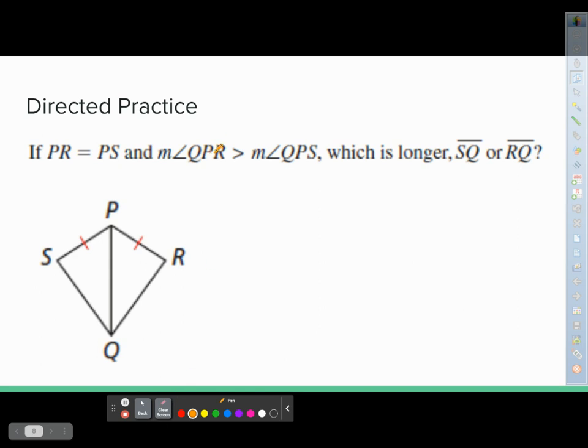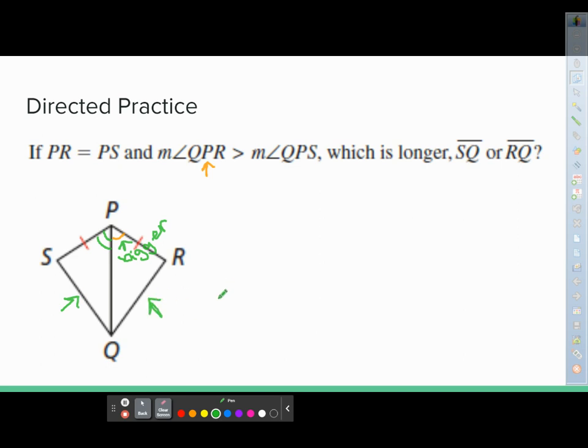Alright, so it says angle QPR. So you need to figure out which angle is angle QPR. Well, we're looking at triangle QPR, and since P is in the middle, it's angle P in the triangle QPR. So that's this angle right here. And then in your other triangle, it's QPS, so triangle QPS, and P's in the middle, so they're talking about this angle. And they said that QPR is bigger, so this angle here is bigger. So they're wanting us to compare SQ and RQ. SQ is this side, RQ is this side.